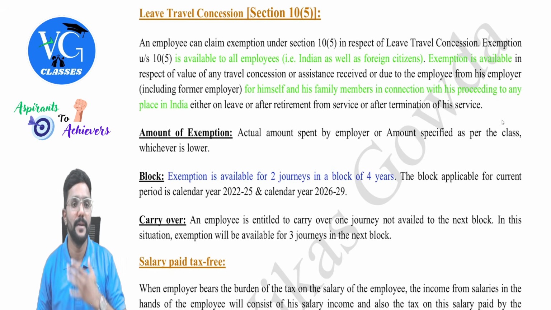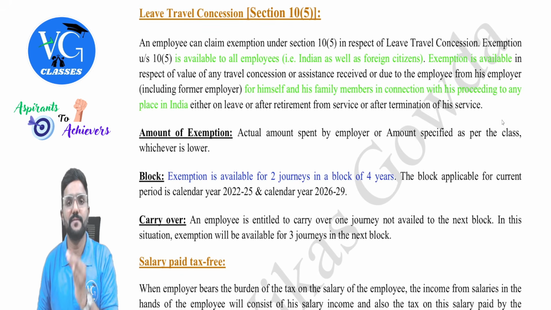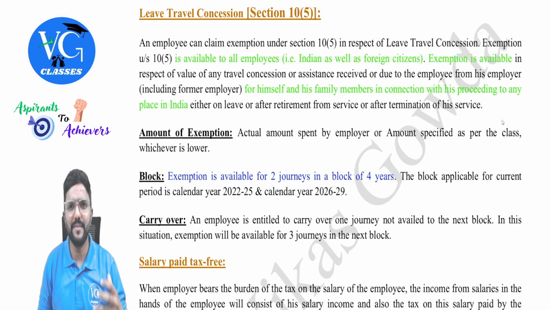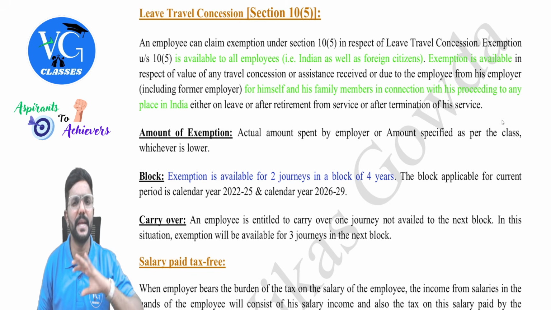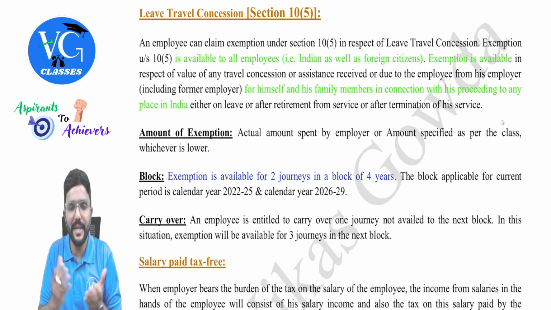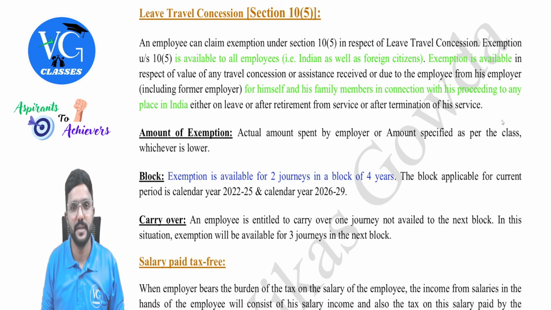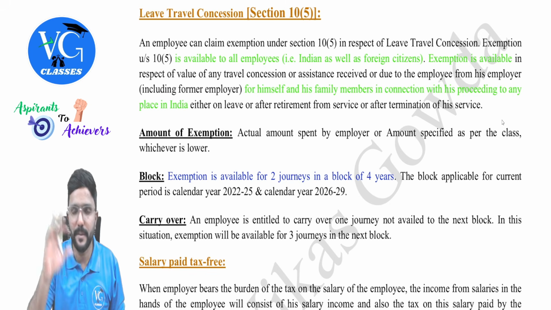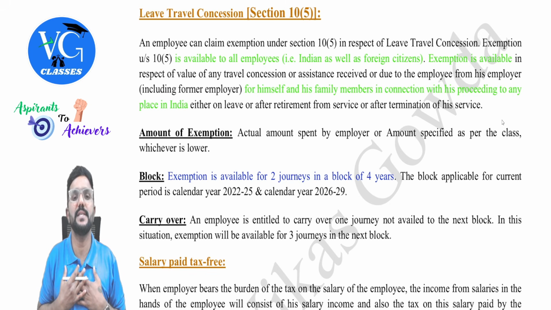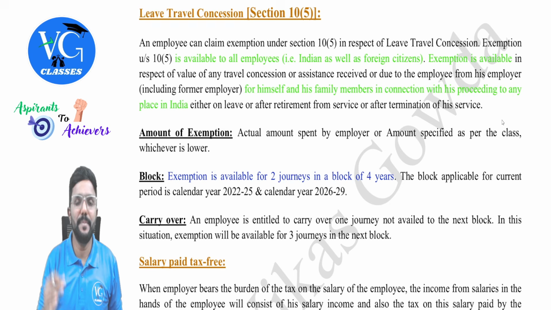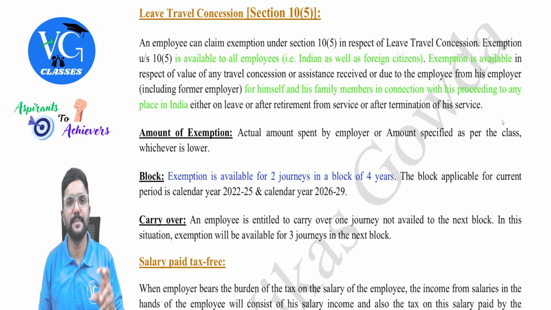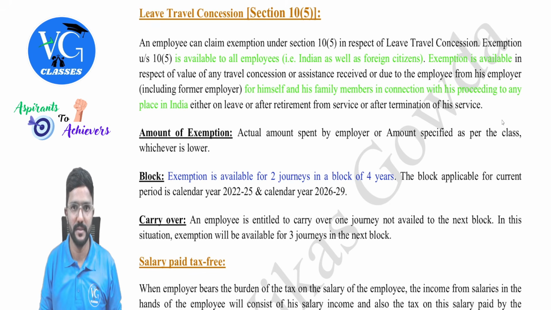Yes. Next, 10.5, leave travel concession. Now, if employee along with his family member has gone for a travel to any place in India during the employment or after employment, that is after retirement, and the expenses are incurred by employer, then it will be taxable as perquisite. But exemption is provided to a certain extent depending upon the class of travel, guys.